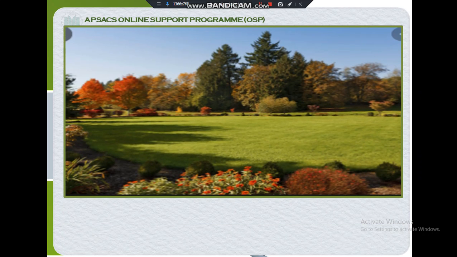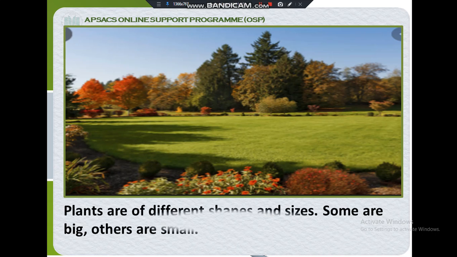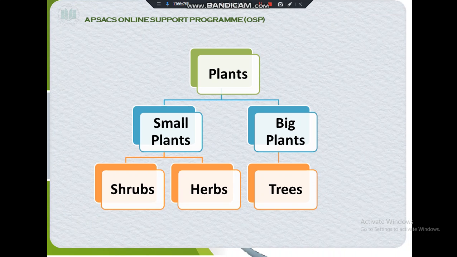Now look at the picture and just observe. Do all the plants look the same? Are they similar in their sizes and in their shapes? No, they are different. Plants are of different shapes and sizes. Some are big and others are small. So on the basis of their shapes and sizes, we can classify the plants into two main groups.